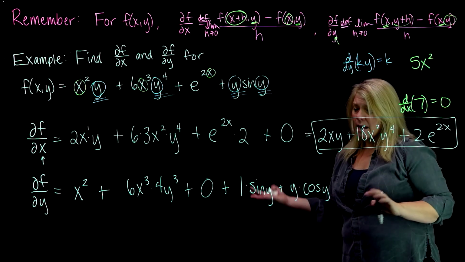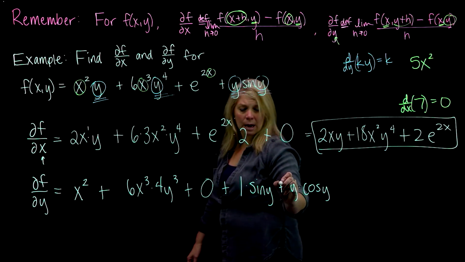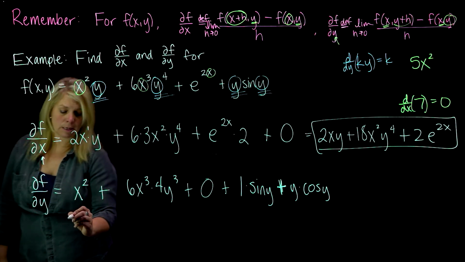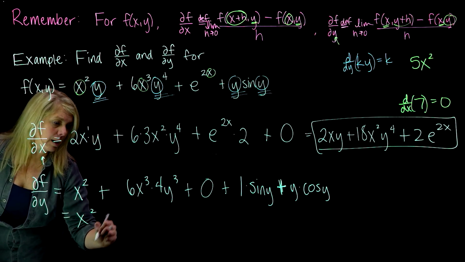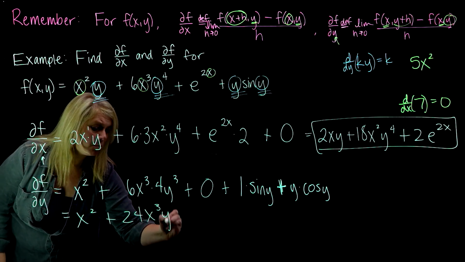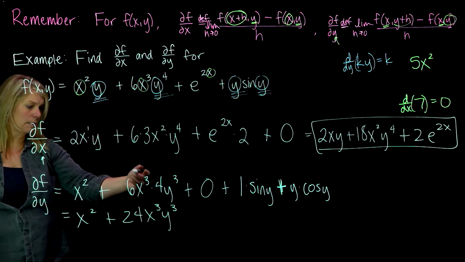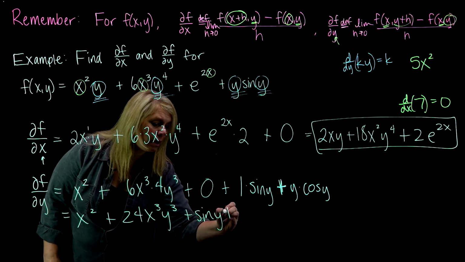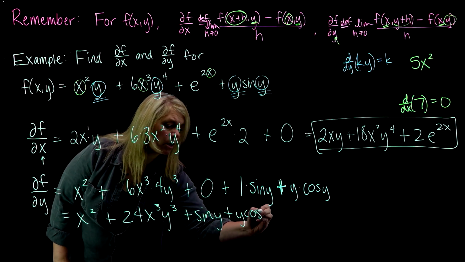All right, and then again, you can go ahead and clean that up. Be careful about where your addition and subtraction signs are and where multiplication is. So this becomes x squared plus 24x cubed y cubed. You don't really need to write the 0, plus sine of y, and plus y times cosine of y.